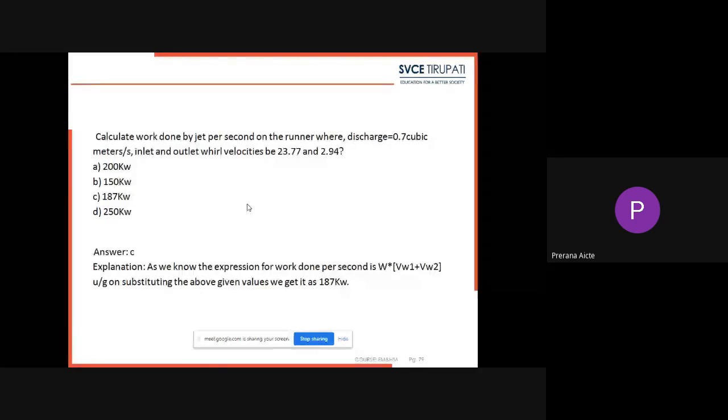Next question. Calculate work done by jet per second on the runner where discharge is 0.7 cubic meter per second, and inlet and outlet whirl velocities are 23.77 and 2.94. So as we know, the expression for work done per second is rho Q into (VW1 plus VW2) into U. On substituting the above given values, we get the solution as 187 kilowatts.